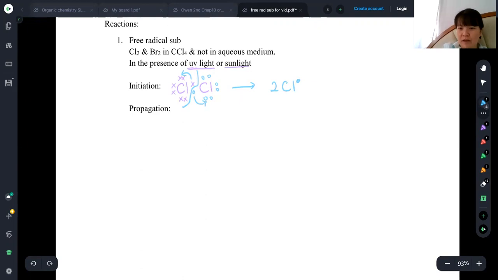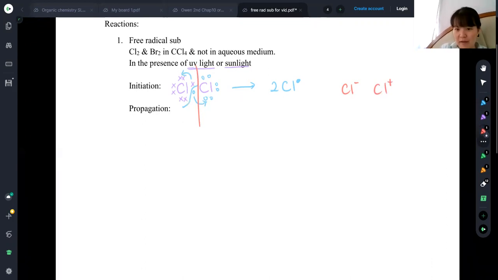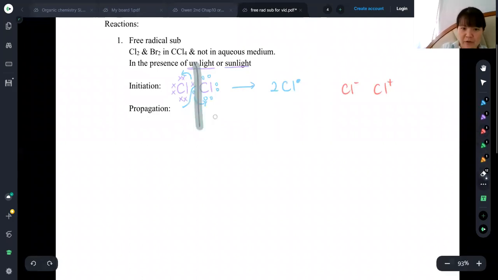Okay, if it was a heterolytic fission like this, so if you break it this way, you're going to get a Cl negative and a Cl plus. But this is a homolytic fission, so the bonds break evenly. So each of those chlorine takes back an electron. You're going to get a free radical. Okay, so using this free radical, we're going to start the reaction now.